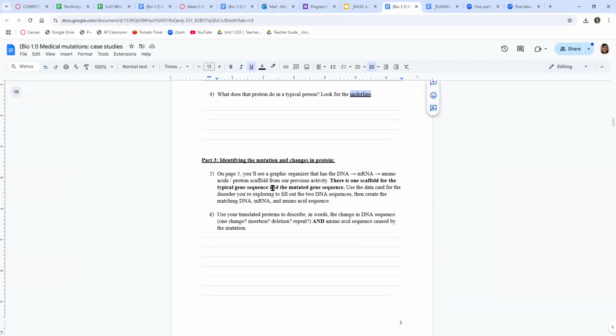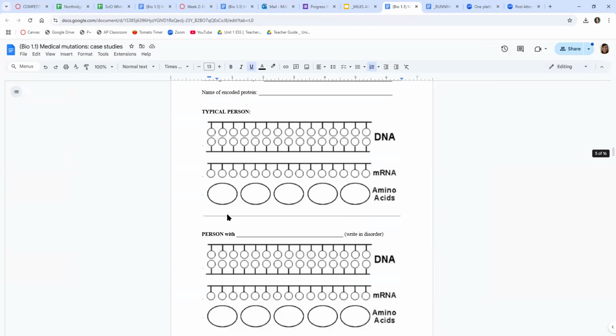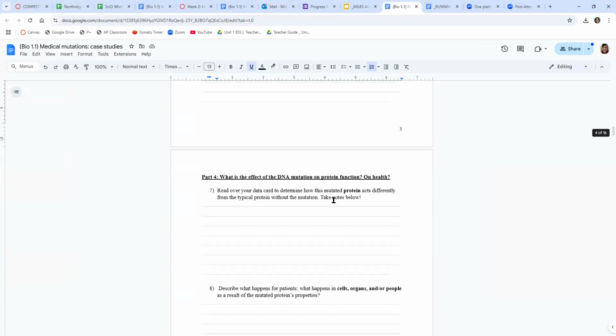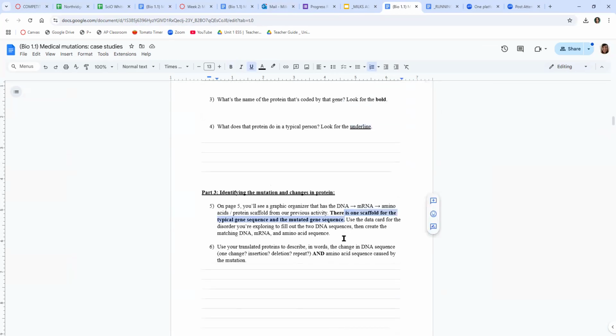Then on page 5, you're going to see a graphic organizer that has that DNA, messenger RNA, amino acid protein sequencing. There's one scaffold for the typical gene sequence, so that one is here. And there's one for the person with that genetic condition, and it's here. So what you're going to do is use the data card for the disorder you're exploring to fill out the 2 DNA sequences, then create the matching DNA, messenger RNA, and amino acid sequence.